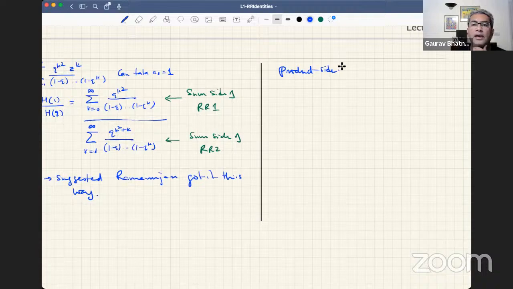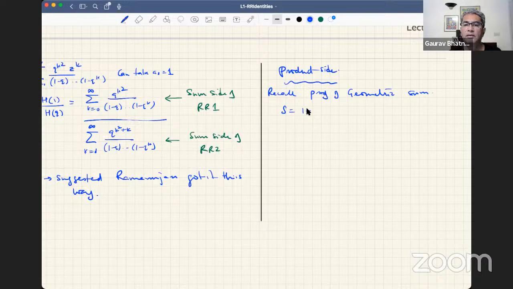So here is the thing. Here is a trick. Recall the proof of the geometric sum. This was the simplest q-analog. Let's say S is 1 plus q squared up till q raised to the power n minus 1.